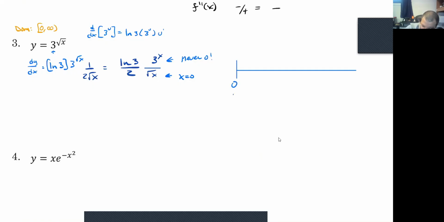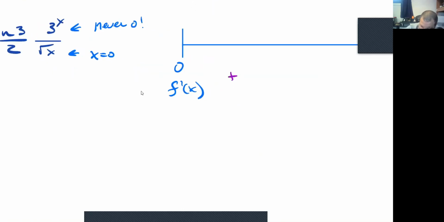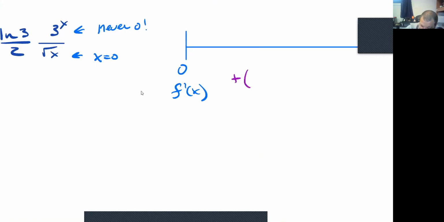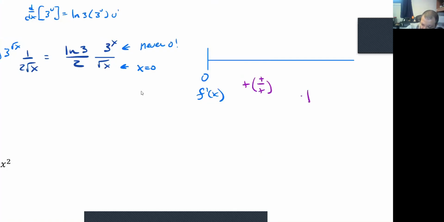Right, so if we look at the first derivative, if I plug in anything that's a positive number, natural log of 3 is positive, 2 is positive, 3 to a positive number is positive, square root of a positive number is positive. So anything that I plug in here, I'm going to get a positive coefficient. 3 to the x is positive, square root of x is positive. So this means that our first derivative is positive, and thus our function is increasing.